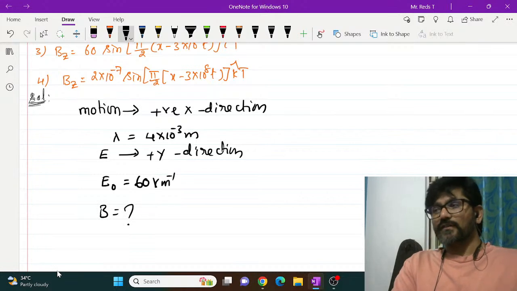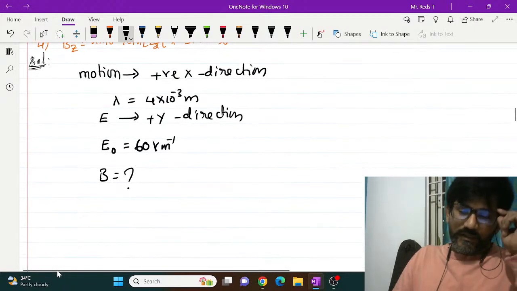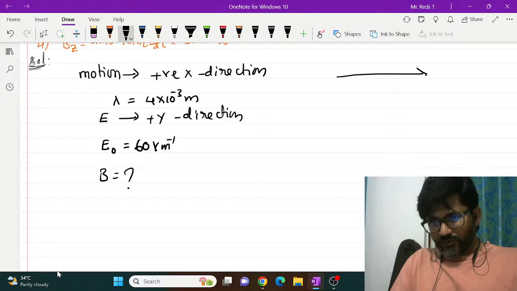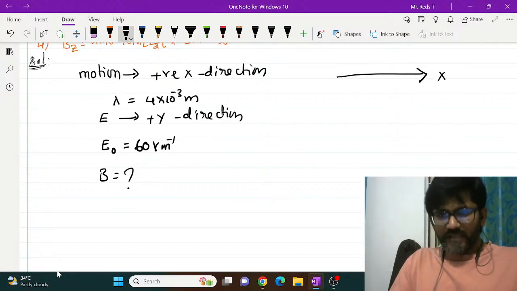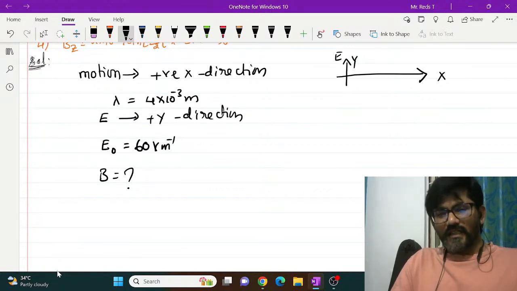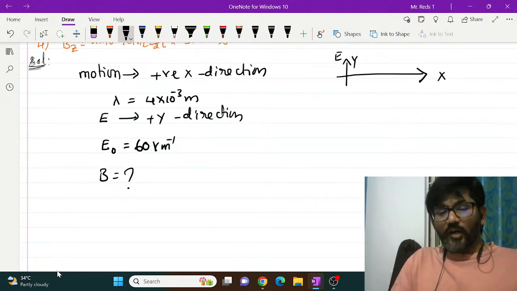So you should remember the general equation for electromagnetic wave. What is the general equation of electromagnetic wave? You should remember some basic points: if an electromagnetic wave is moving along positive x direction, and the electric field is along positive y direction, then the electric and magnetic fields should oscillate in mutually perpendicular directions, and the direction of propagation of the wave should be perpendicular to both of these. If electric field is along y direction and the wave is moving along x direction, obviously the magnetic field should be along z direction. That is what you have to understand, right?